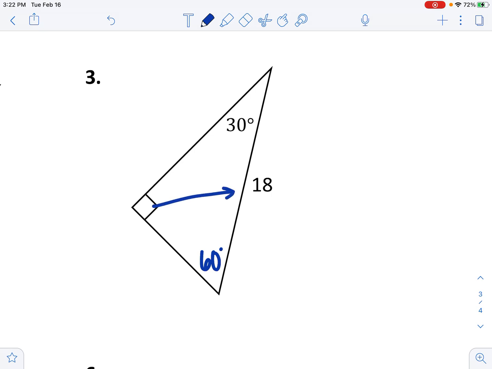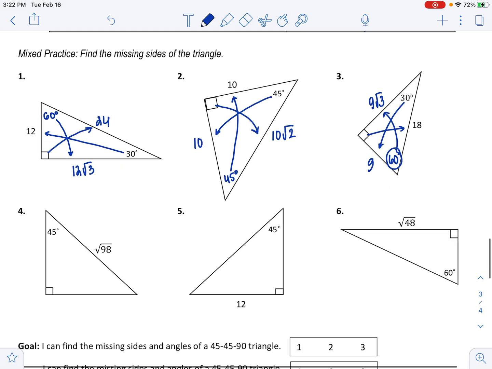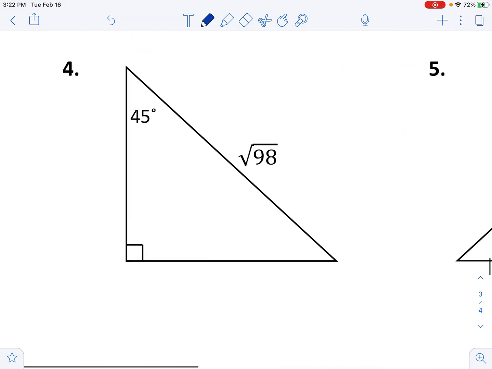30, 60, 90. All right, this time I was given my biggest side is 18. I know my smallest side is half of that. So across from 30 is 9. And then across from 60 is root 3 times my smallest side, so 9 root 3.